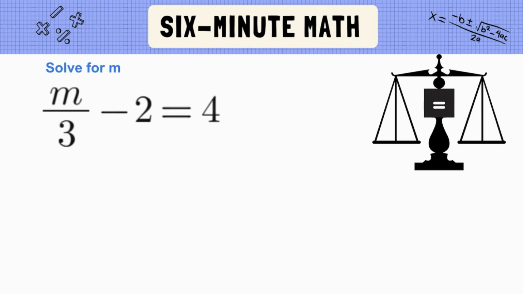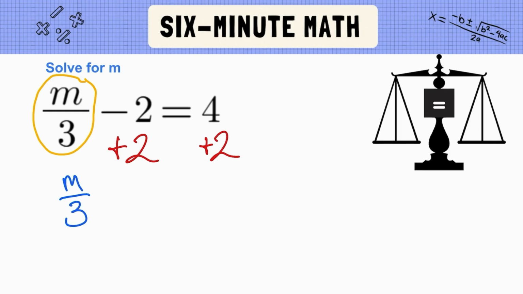Let's solve for m now. In m divided by 3 minus 2 equals 4. Let's get that term with the variable by itself first by adding 2 on both sides of my equal sign. Carry down my m divided by 3. Negative 2, positive 2 cancel each other off. Equals 4 plus 2 is 6.